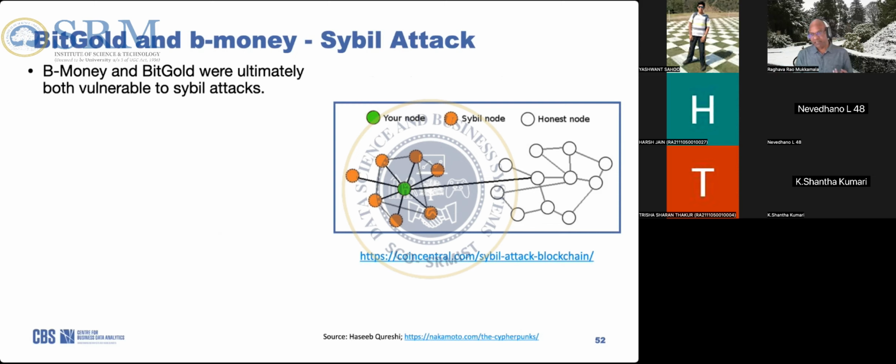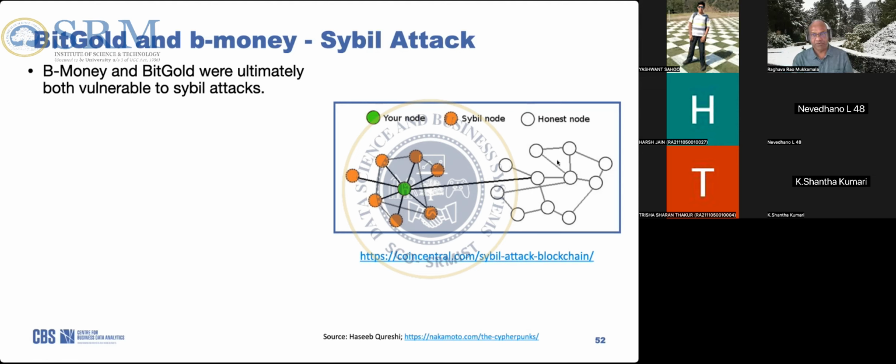But that is the main limitation of those currencies as well, right? Because they let the nodes vote, and that created a vulnerability to Sybil attacks. What is a Sybil attack? A Sybil attack is a common attack in, you can say, grid computing and peer-to-peer networks.